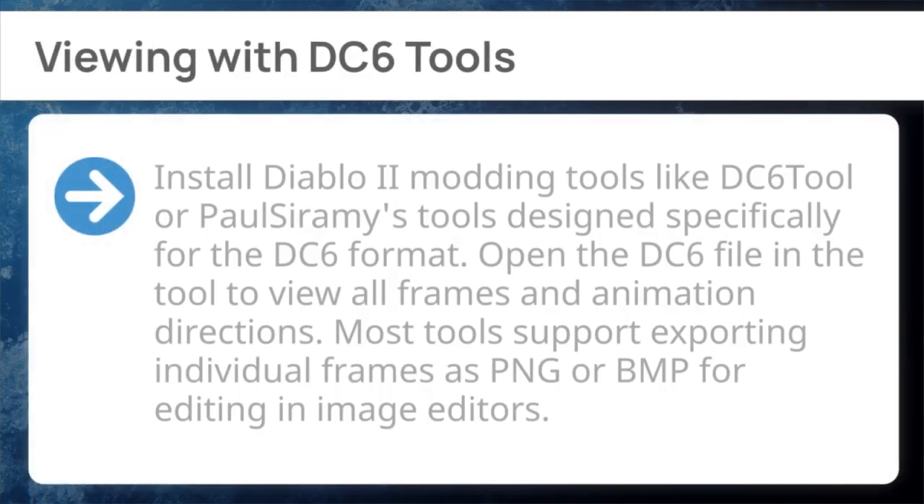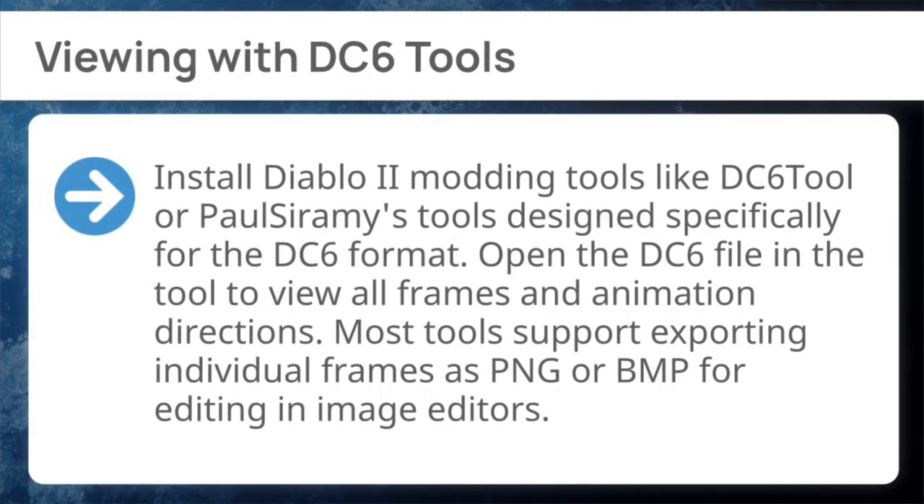First, viewing with DC6 tools. Install Diablo II modding tools, like DC6 Tool or Pulsarami's tools designed specifically for the DC6 format. Open the DC6 file in the tool to view all frames and animation directions. Most tools support exporting individual frames as PNG or BMP for editing in image editors.